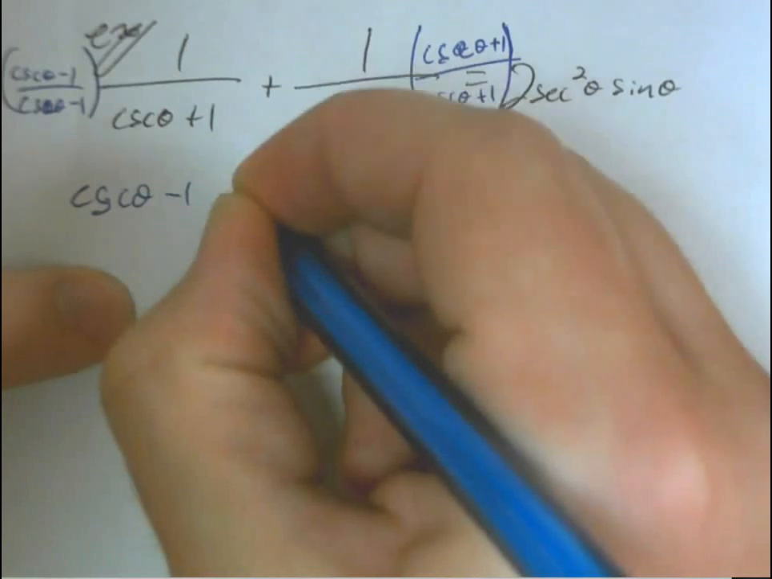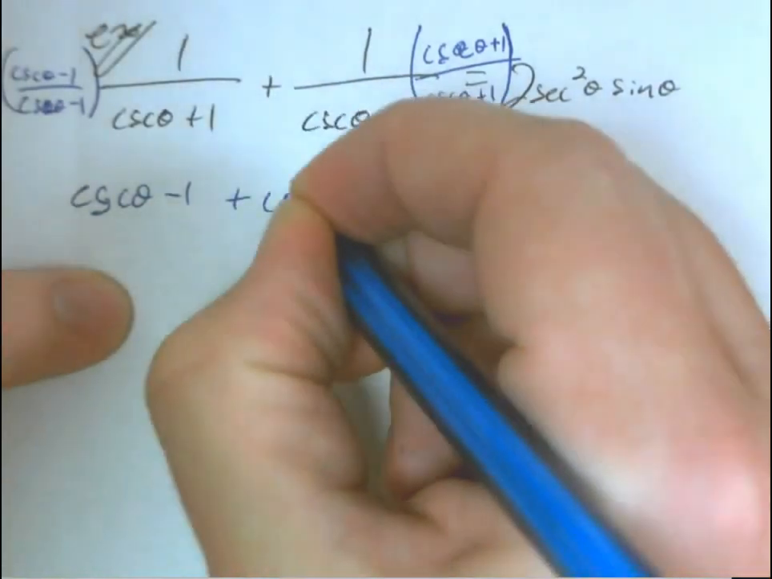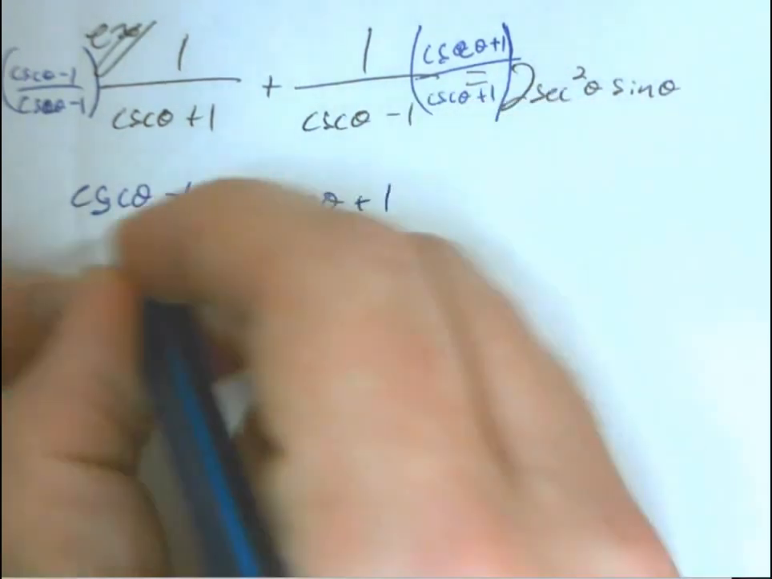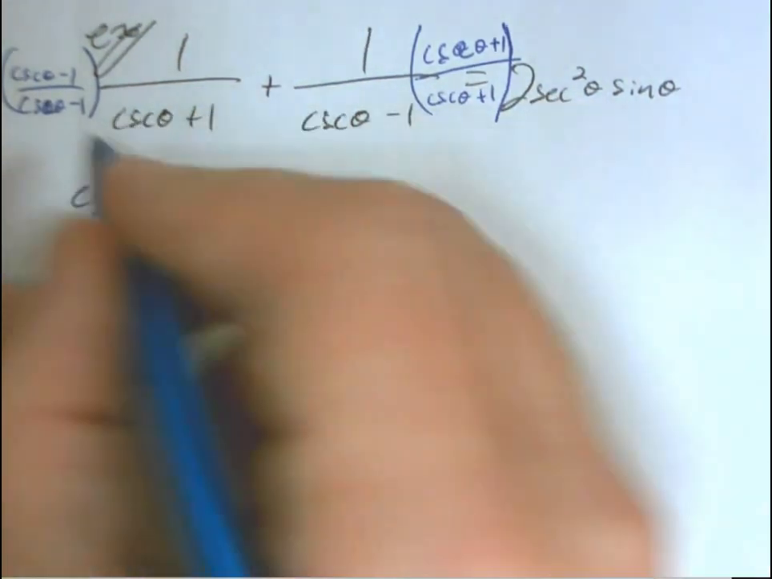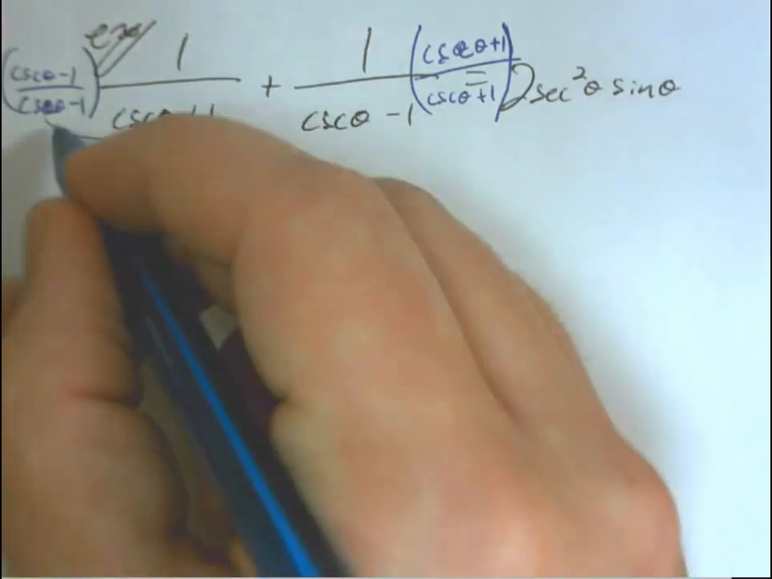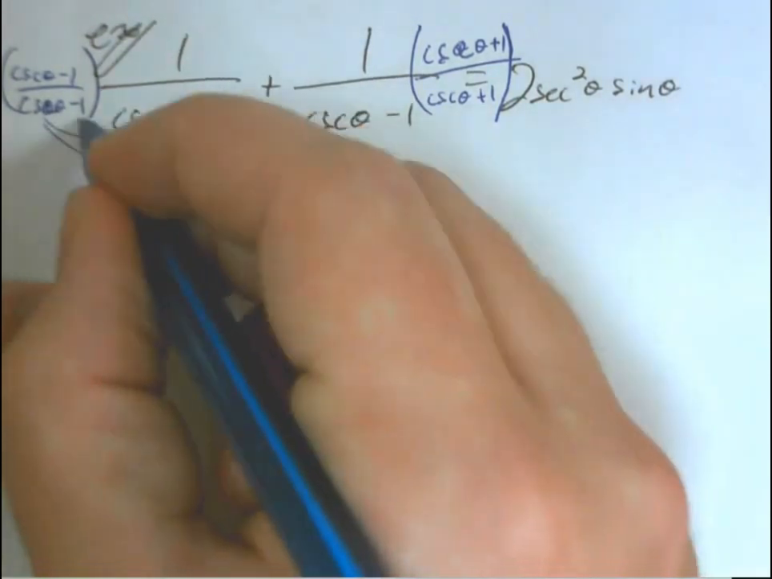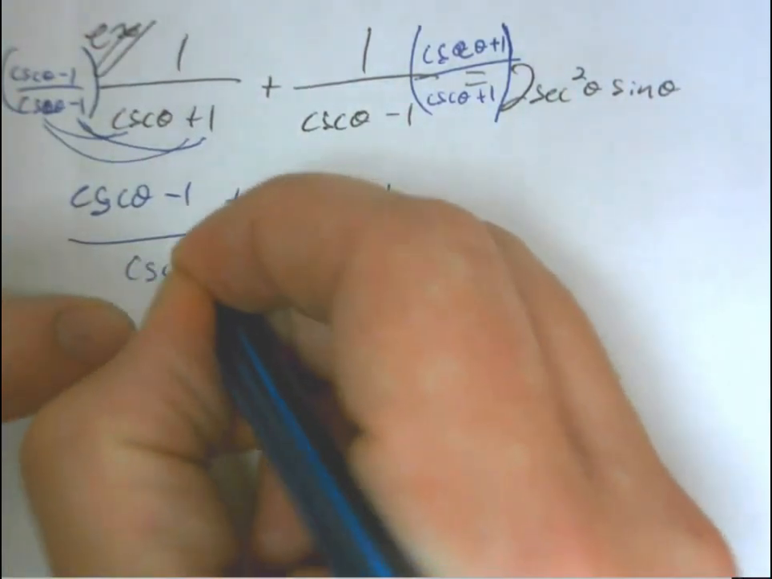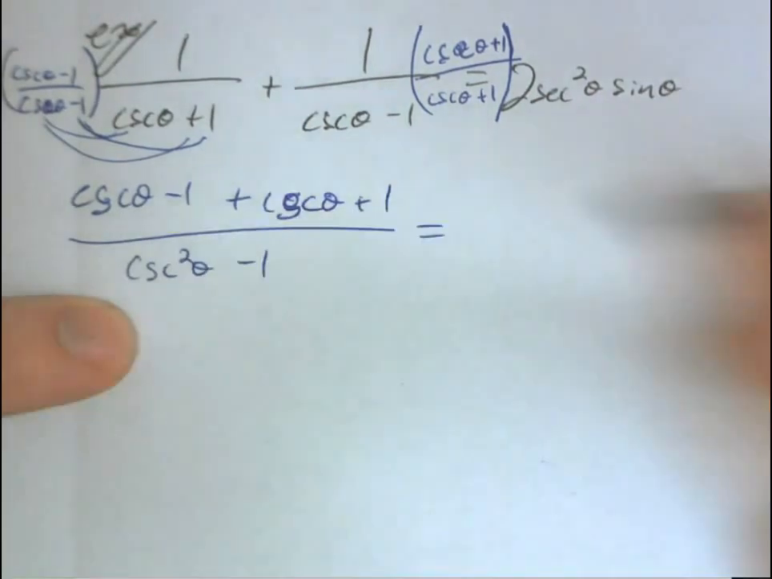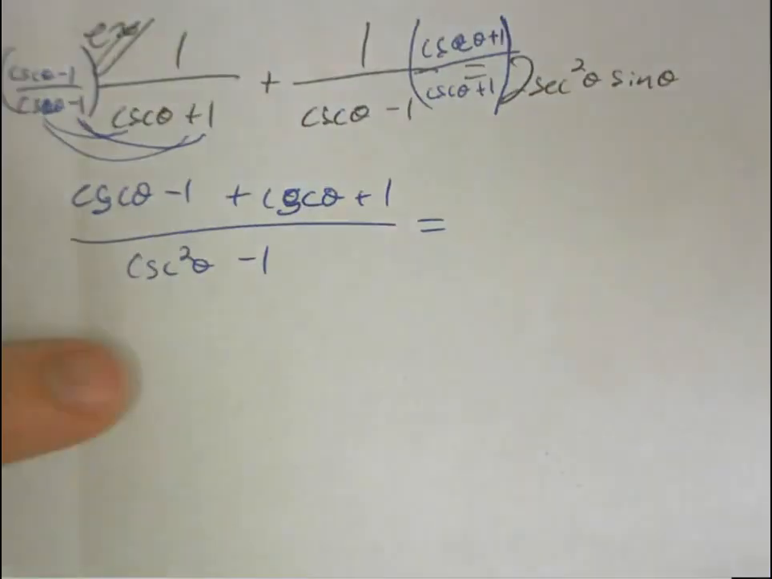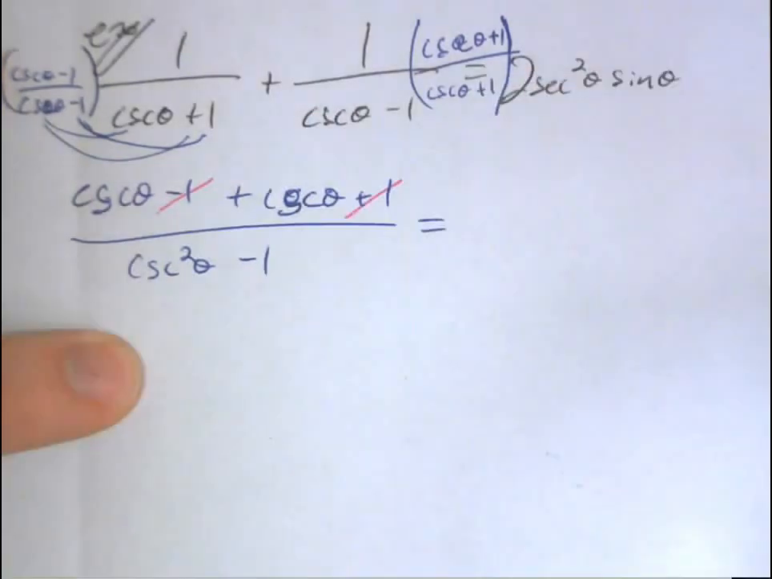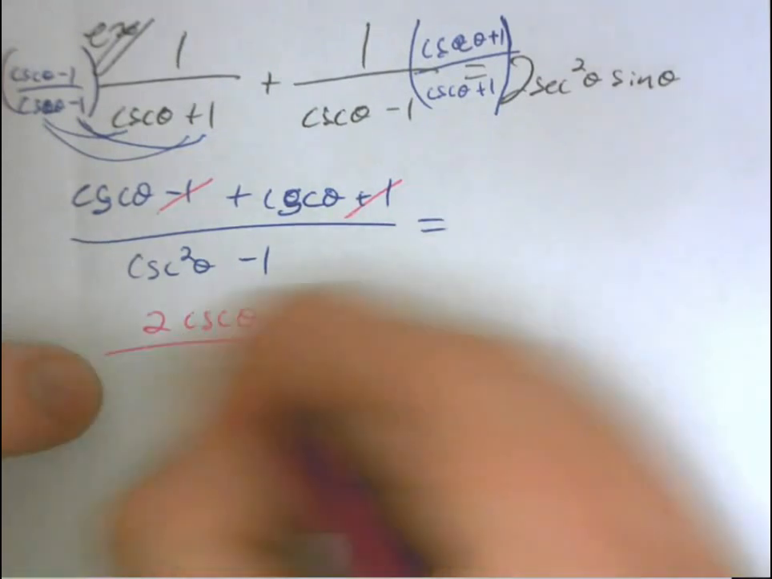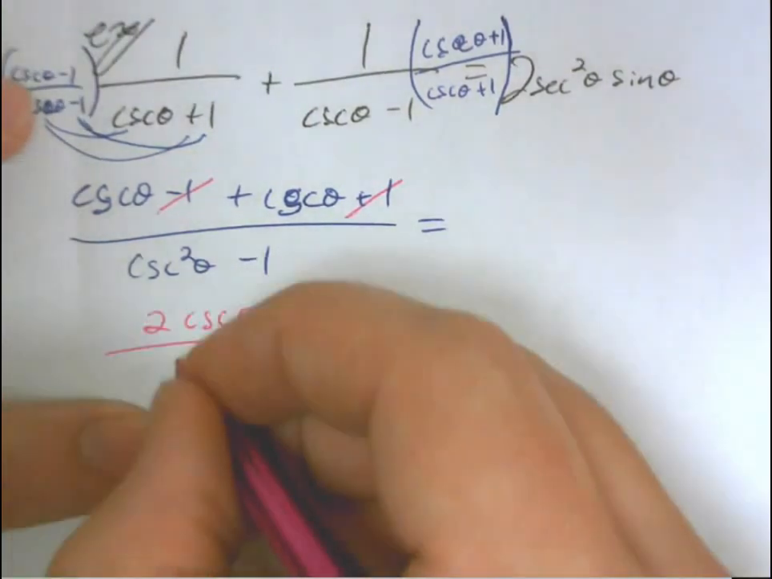Cosecant theta minus 1 plus cosecant theta plus 1. Okay, all over the common denominator. If you multiply these out, cosecant squared plus cosecant minus 1. So I have cosecant squared theta minus 1 equals the other side. On top, I have minus 1 plus 1 makes 0. So I have 2 cosecant theta over cosecant squared theta minus 1 is tangent squared theta.